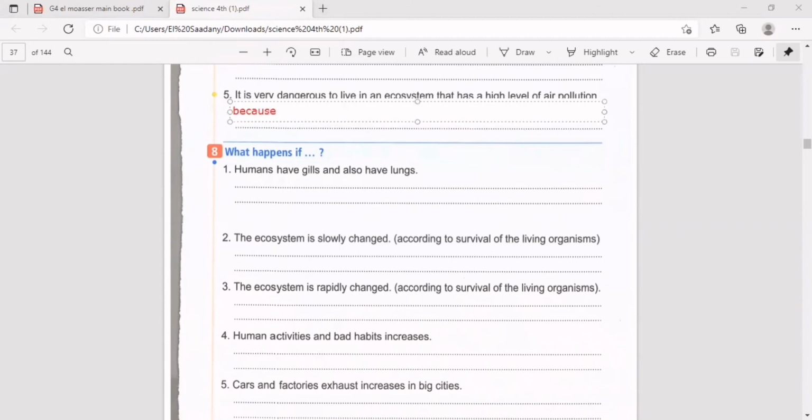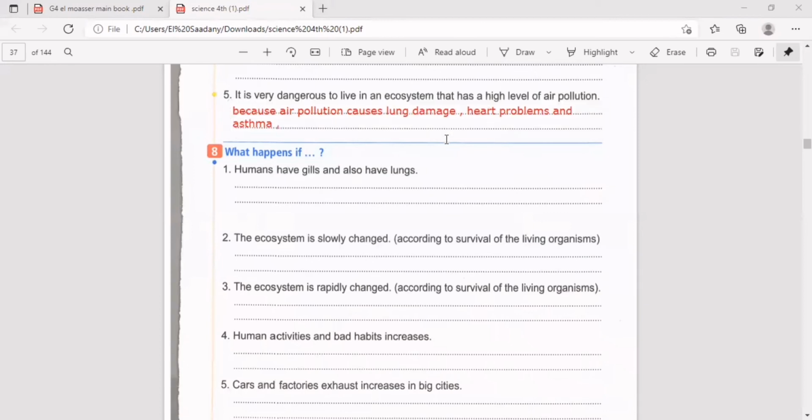Because air pollution causes lung damage, heart problems, and other diseases. Not only that, but not only this. Okay.